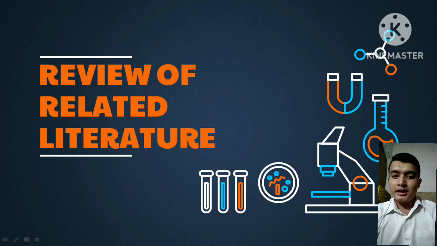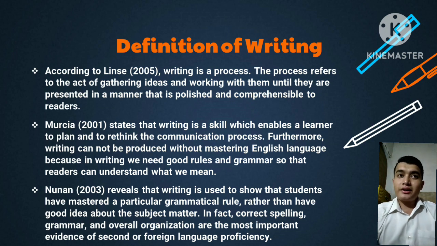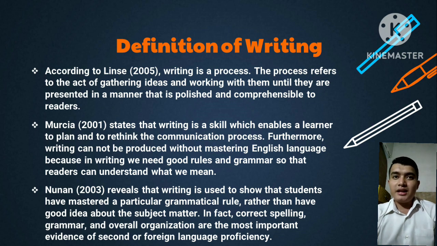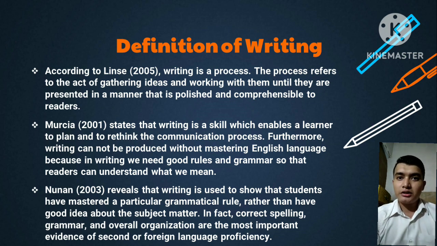Review of related literature. Definition of writing. According to Lynch, 2005, writing is a process. The process refers to the act of gathering ideas and working with them until they are presented in a manner that is polished and comprehensible to the reader. According to Murcia, 2001, writing is a skill which enables a learner to plan and rethink the communication process. According to Nunan, 2003, writing is used to show that students have mastered a particular grammatical rule rather than have a good idea about the subject matter.